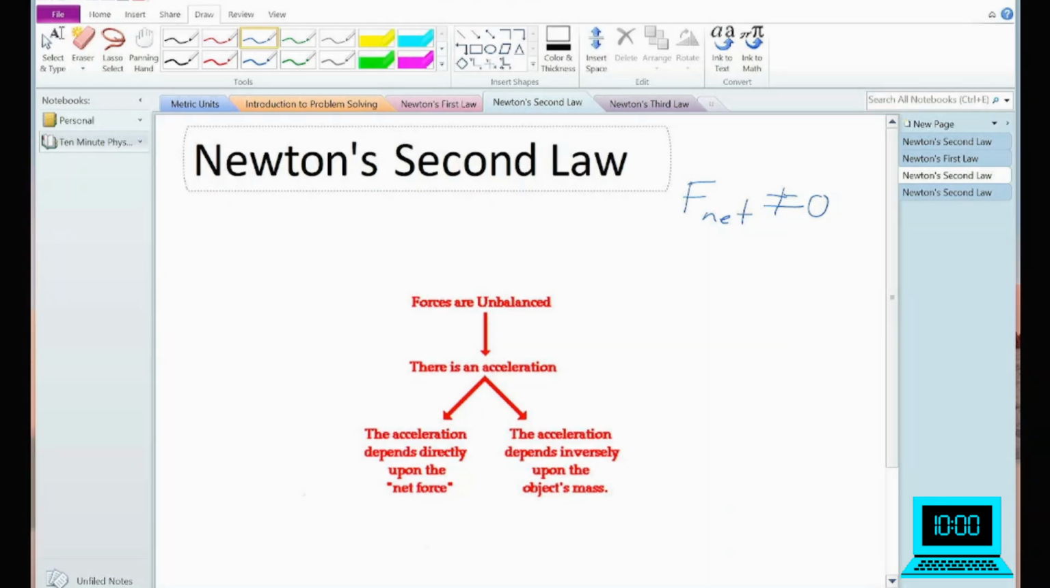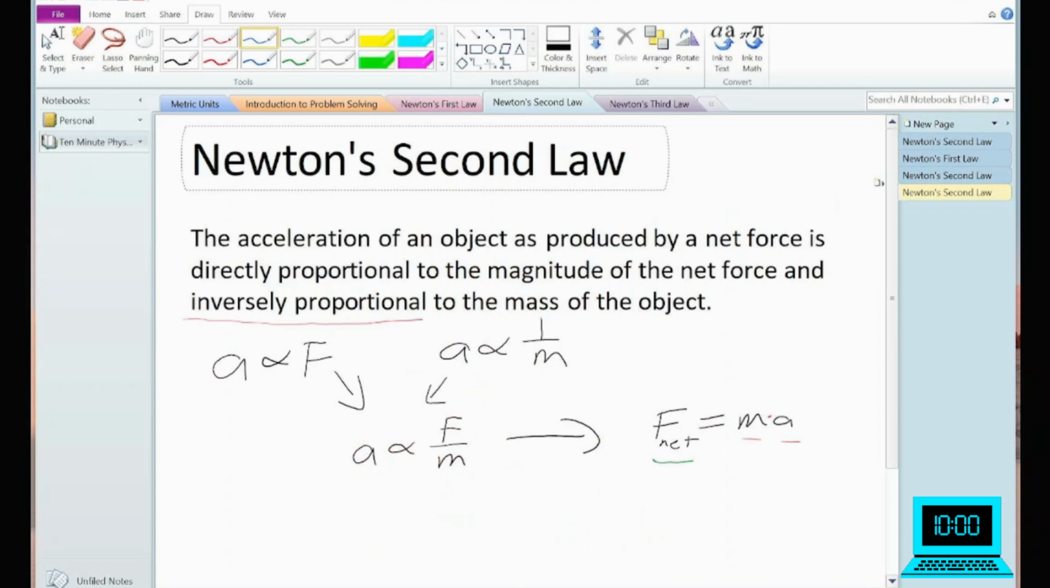Okay, what will the acceleration be? Well, it's going to depend upon the net force, because the acceleration is proportional to the force. We can also say the acceleration is inversely proportional to the object's mass. Okay, so we've not really said anything different than what we were just talking about back here.